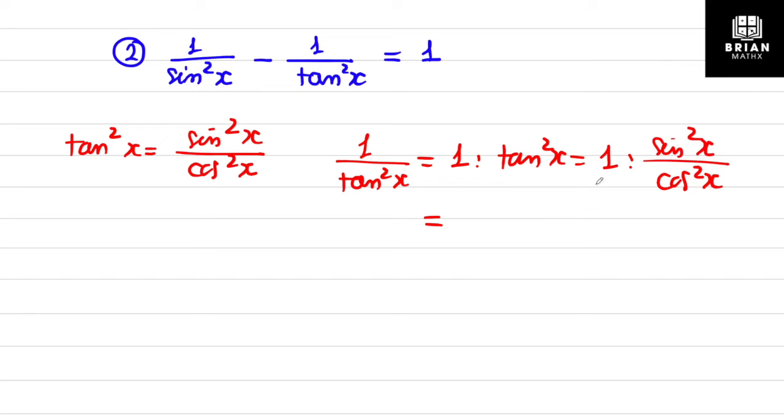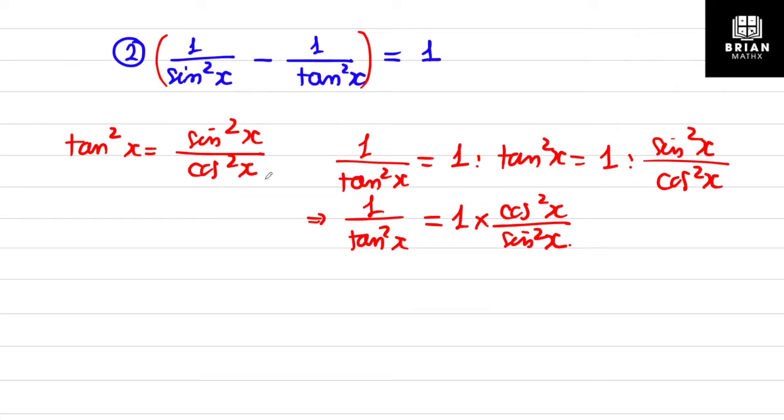Division is multiplication with the reciprocal. So I divide by sine square x over cos square x, which means you take 1 multiplied by the reciprocal of this one. The reciprocal is cos square x over sine square x. So 1 over tan square will become cos square over sine square. So the left hand side of this expression will be like this.